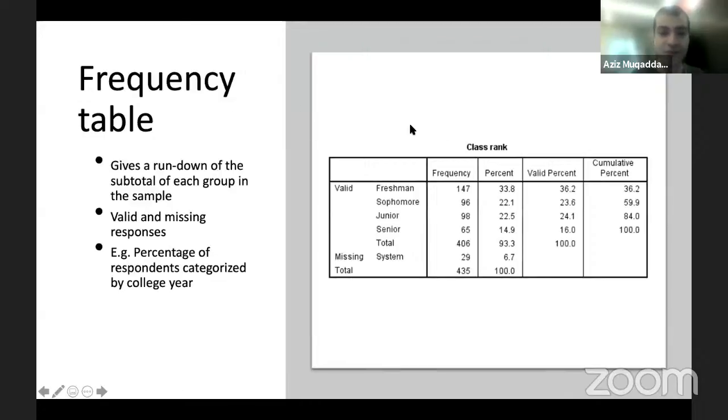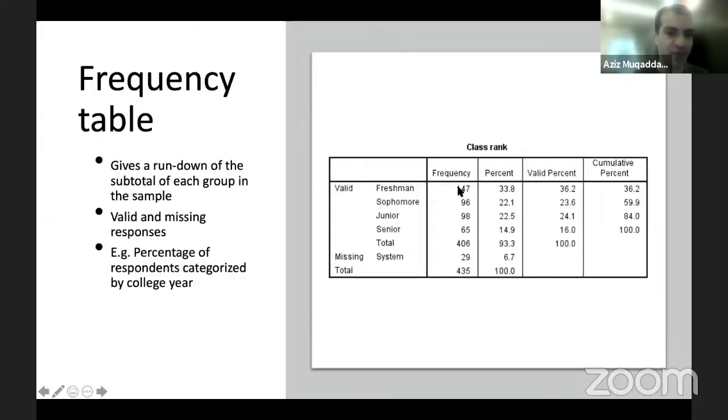So first is something called a frequency table. When you see this word, frequency table, it's basically giving you a rundown of the people who participated in your sample. Here, for example, you have the percentage of respondents categorized by college year. If you look at the frequency column, valid means completed. Valid responses: freshmen 147, sophomore 96, junior 98, senior 65. And then you get the total.